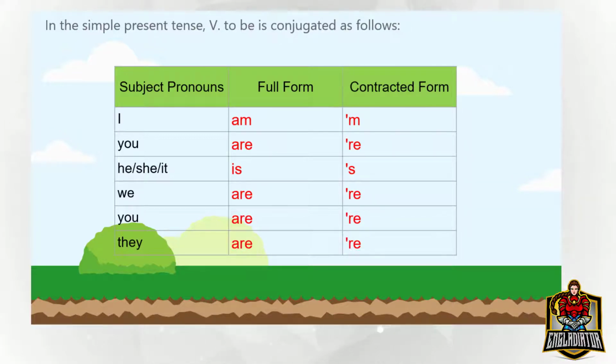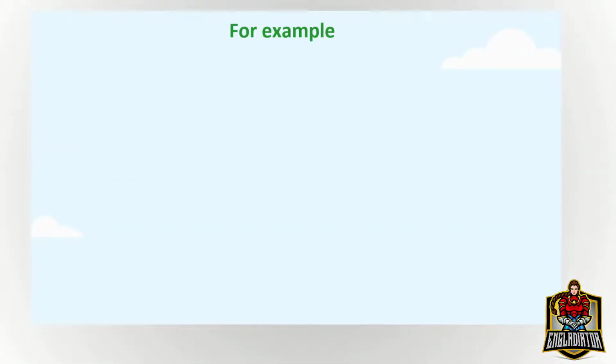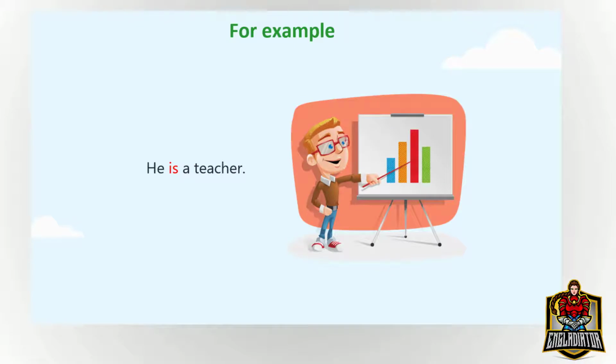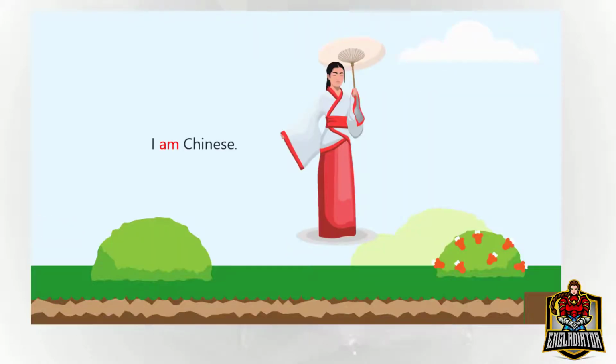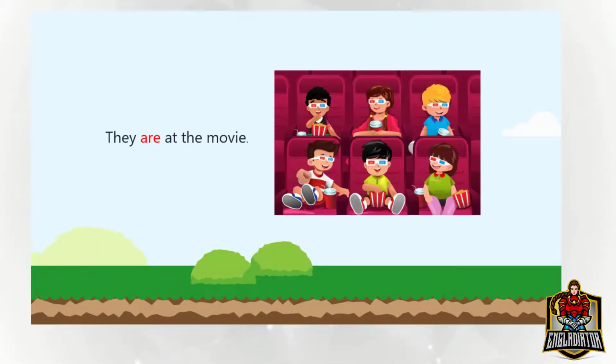As for the short form or the contracted form, we can find that we omitted the first letter in the verb to be and added apostrophe instead of it, like I'm, you're, it's, we're, and so on. Let's have some examples. He is a teacher. I am Chinese. They are at the movie.